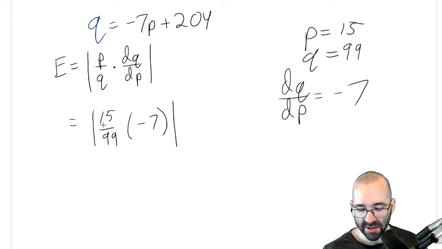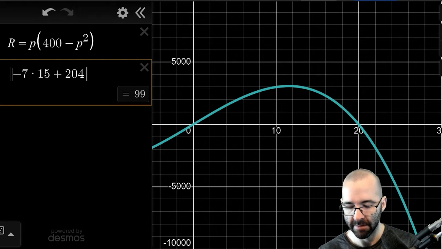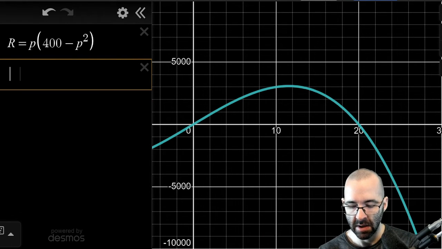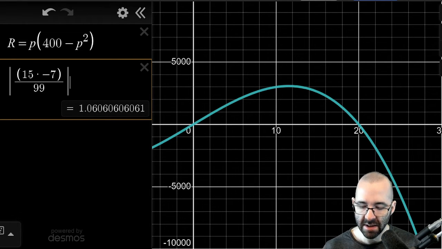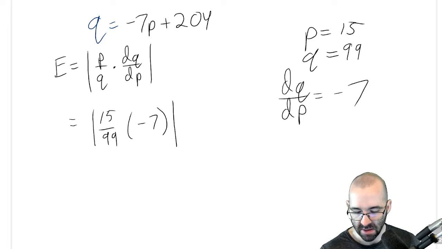So 15, negative 7, and 99. 15 times negative 7 over 99. Elasticity of demand is about 1.06. I think that's 06 repeating.